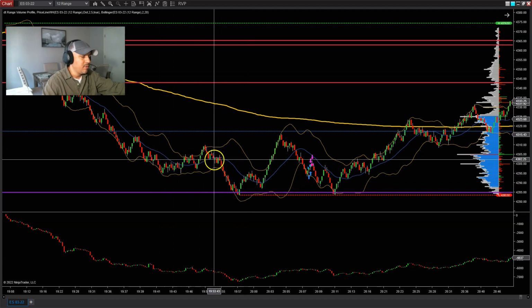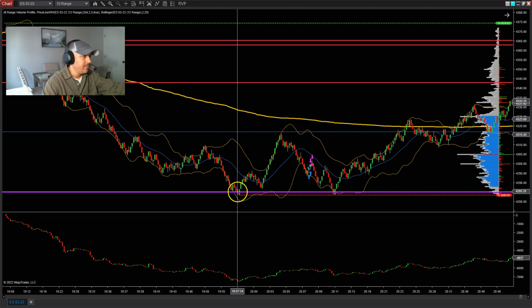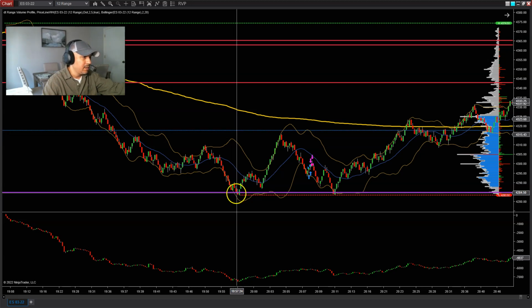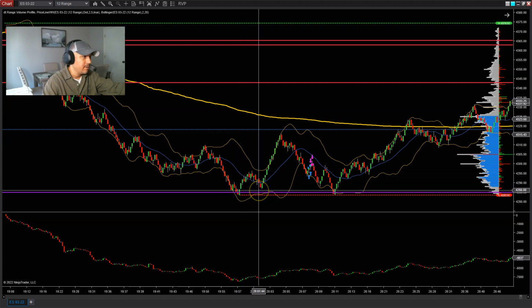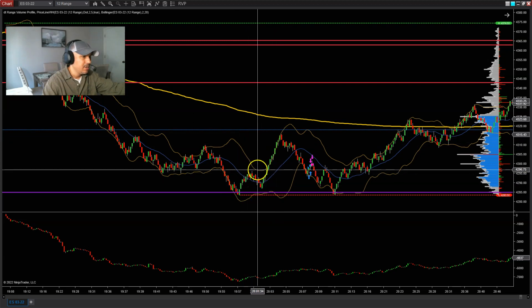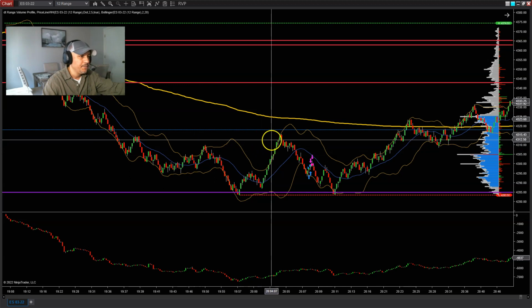Price pushed down here, pulled back, and swung down. Then it pivoted, it bounced here, okay? So when the market pushed up and pulled back here, swinging to the upside, it broke structure, breaking this high here and breaking structure here.